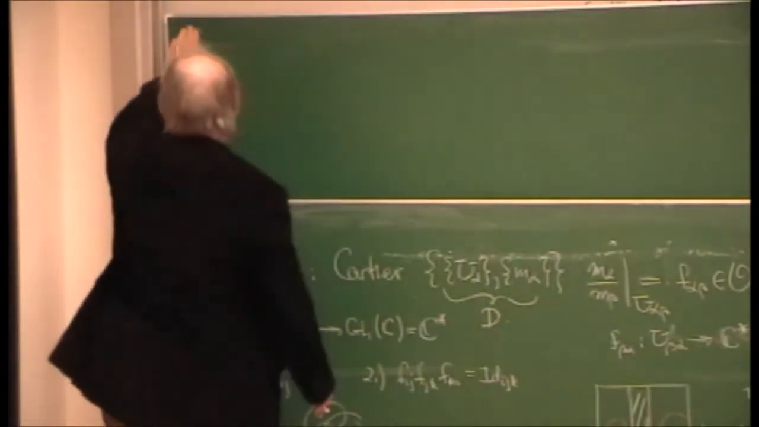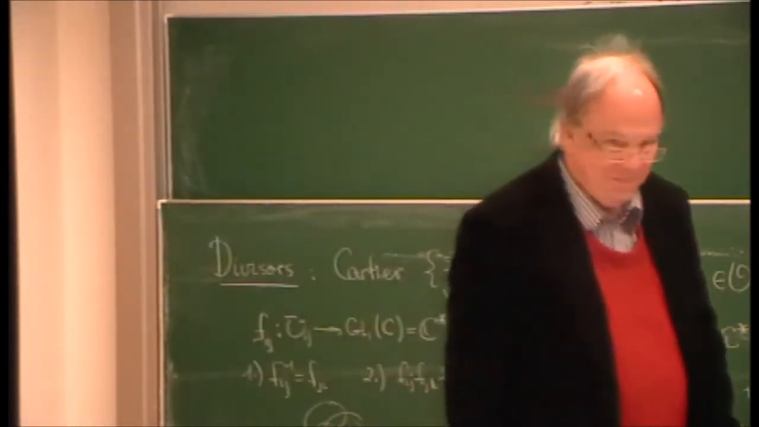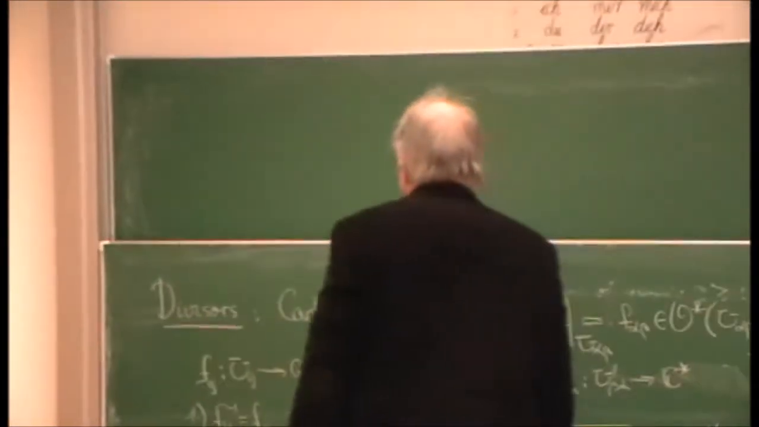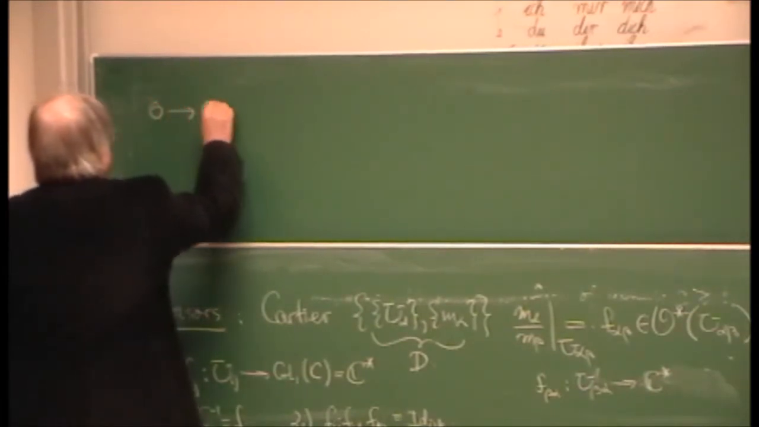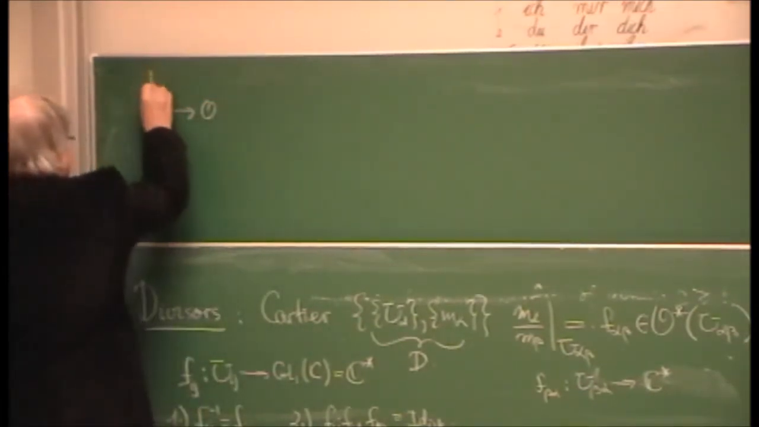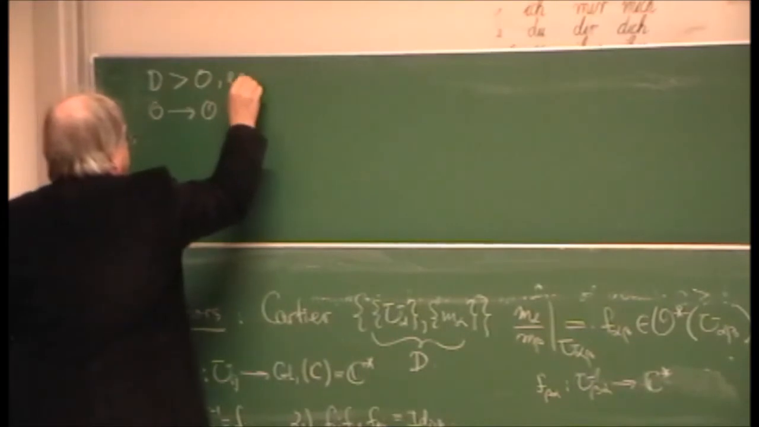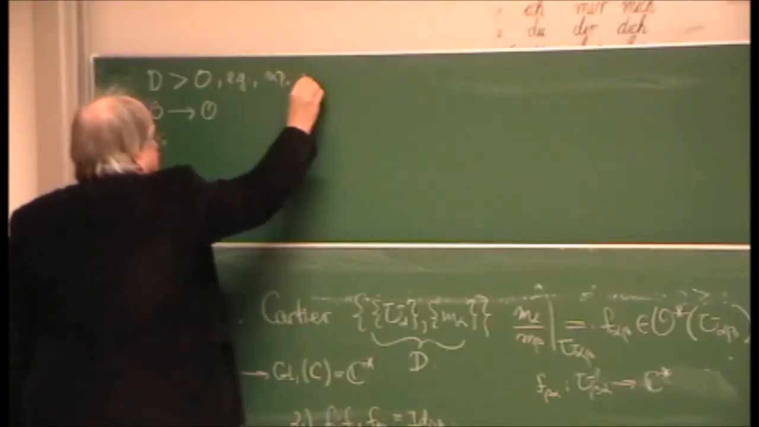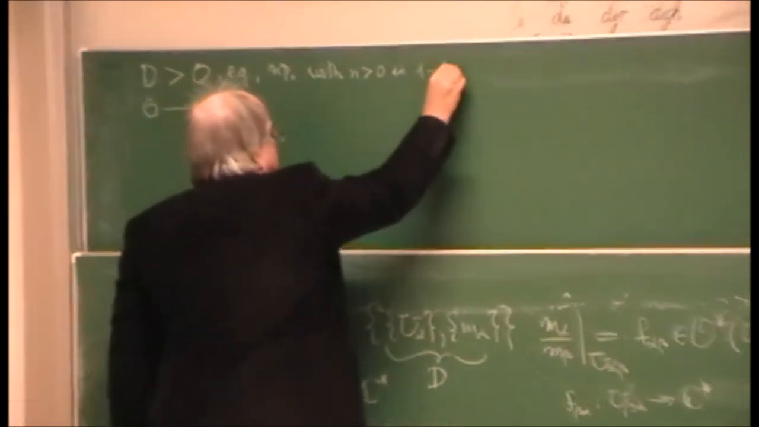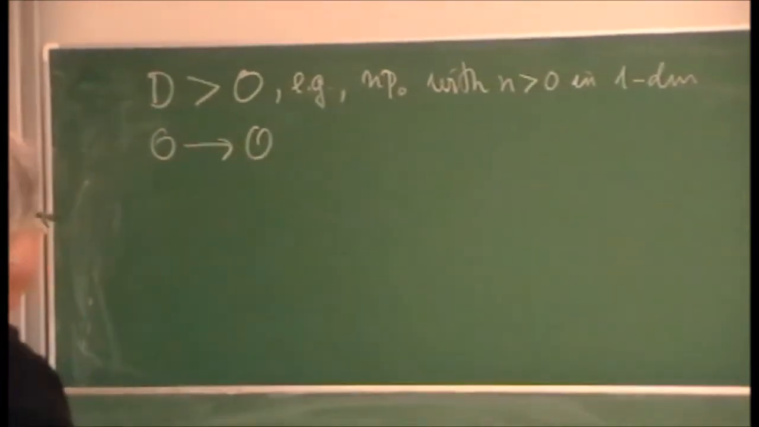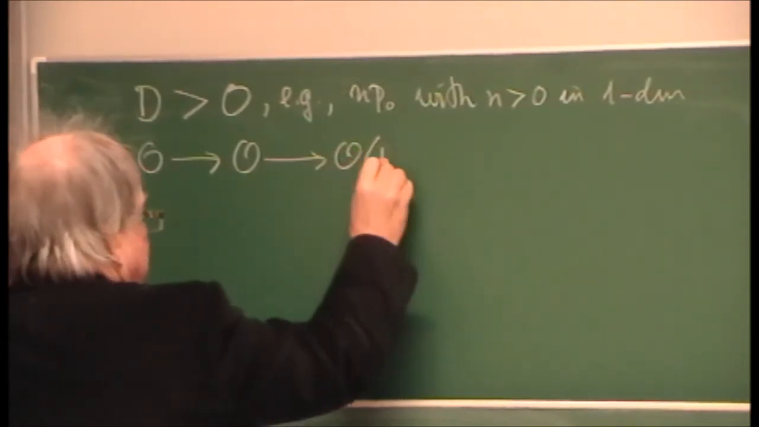And now, a first exact sequence. So, let's look at the sheaf O. Let me take a divisor which is positive, for example the one I just took in the one-dimensional case. And now, I want to look at the following first map.